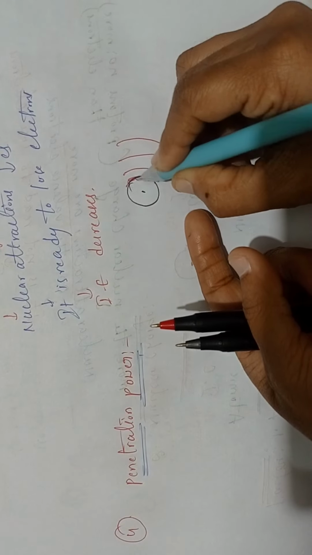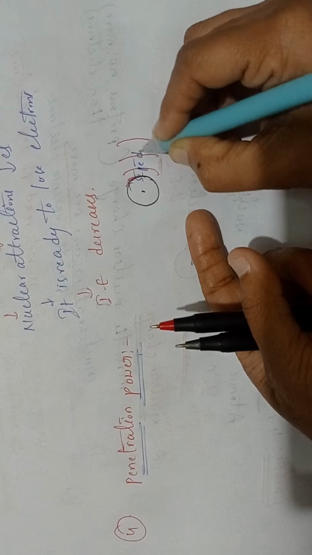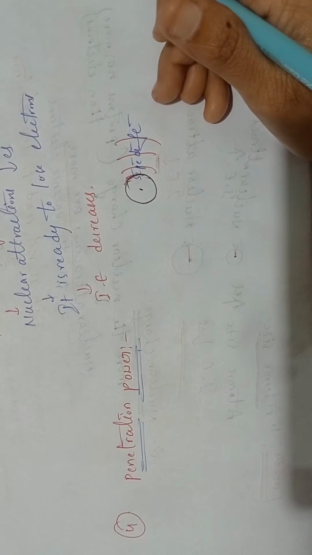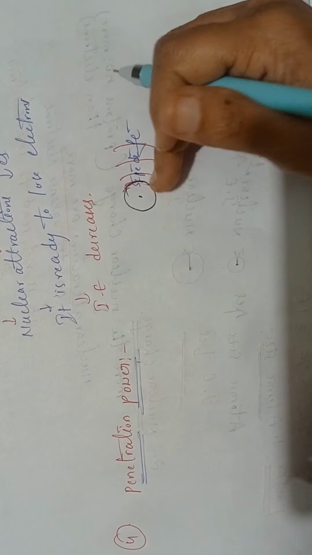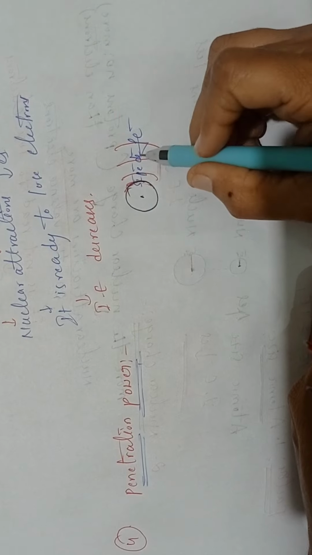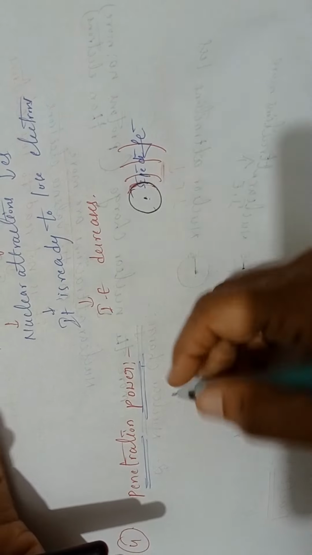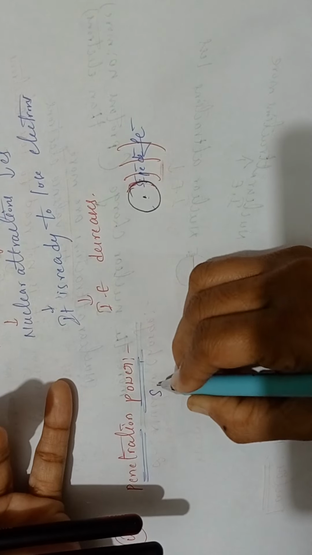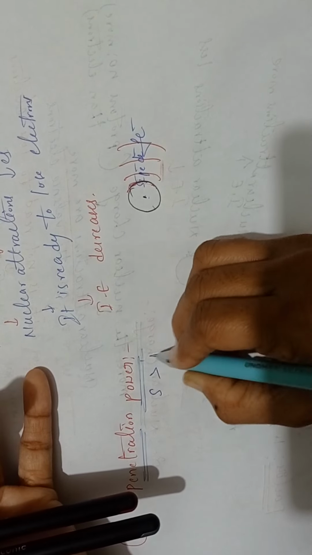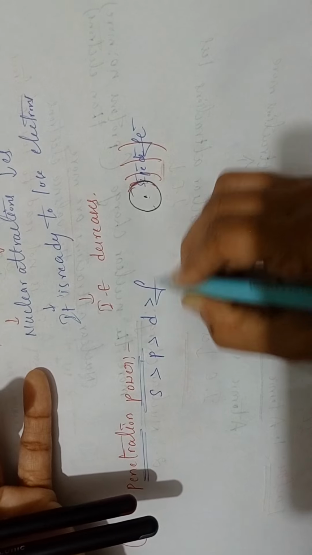So here s electrons, here p electrons, here d electrons, here f electrons. That means s electrons are very near to the nucleus, next p electrons, next d electrons, next f electrons. Are you clear? So that's the penetration power order: s is greater than p, greater than d, greater than f.